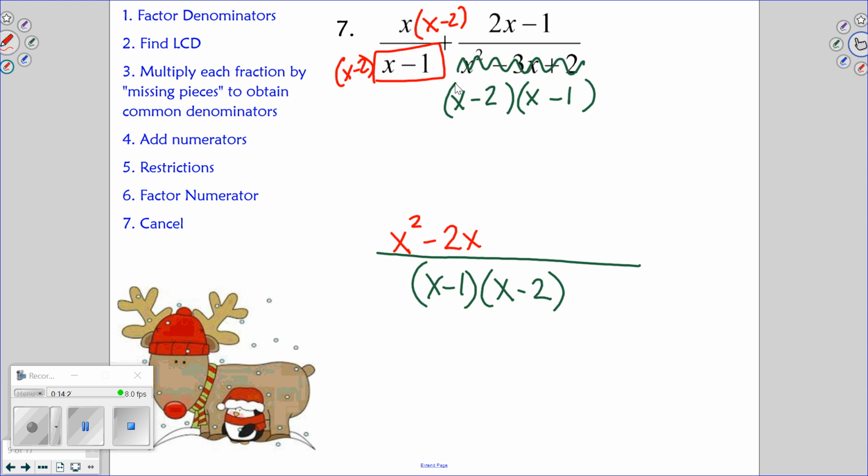Okay. What is this denominator missing to make it look like this? It's not really missing anything. Oh, I could do a 1, but if I multiply by 1, I don't change anything. But it has both parts. So what do I have to multiply? Nothing. I still have a 2x and a minus 1.